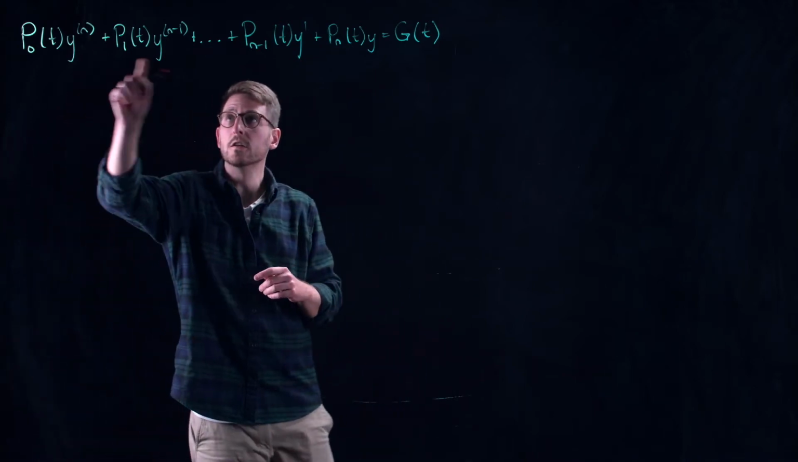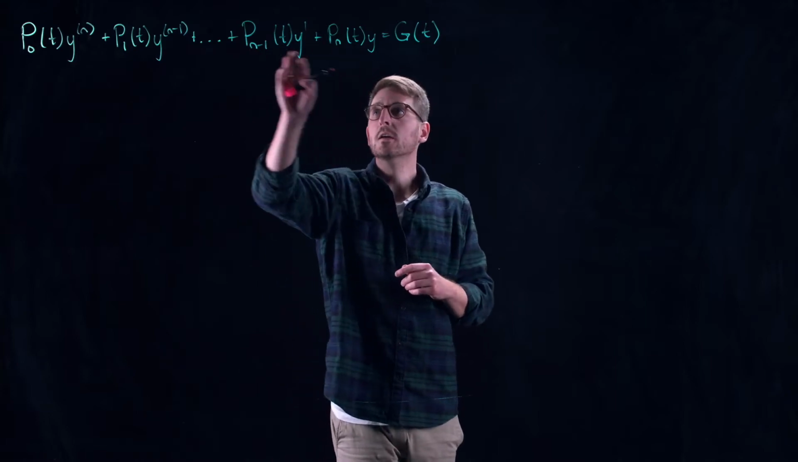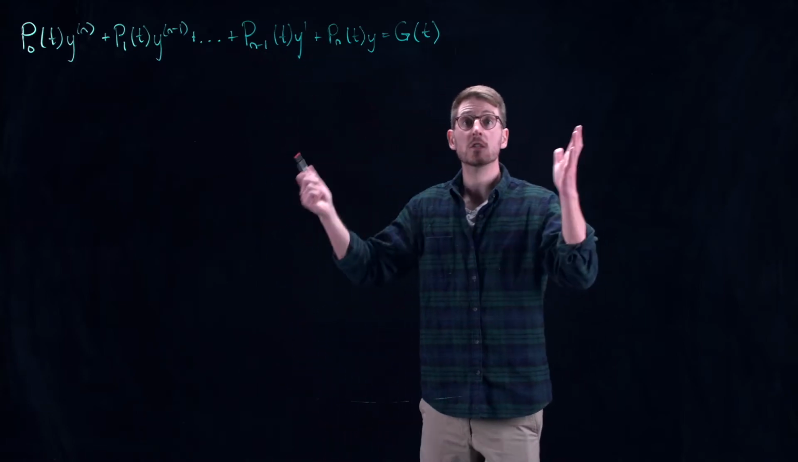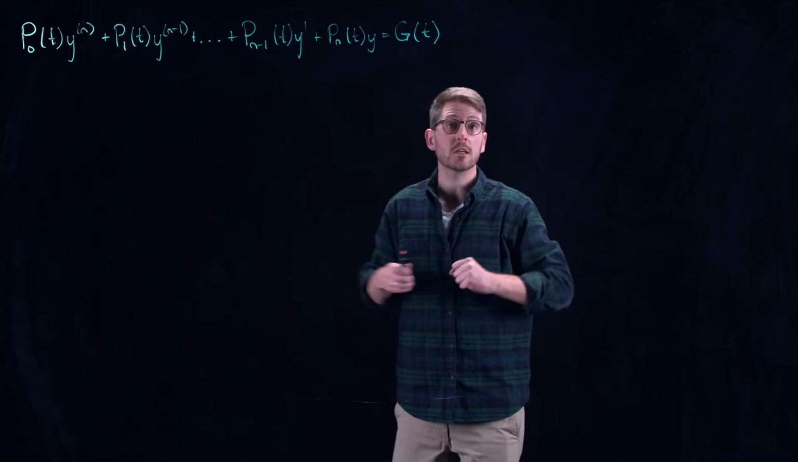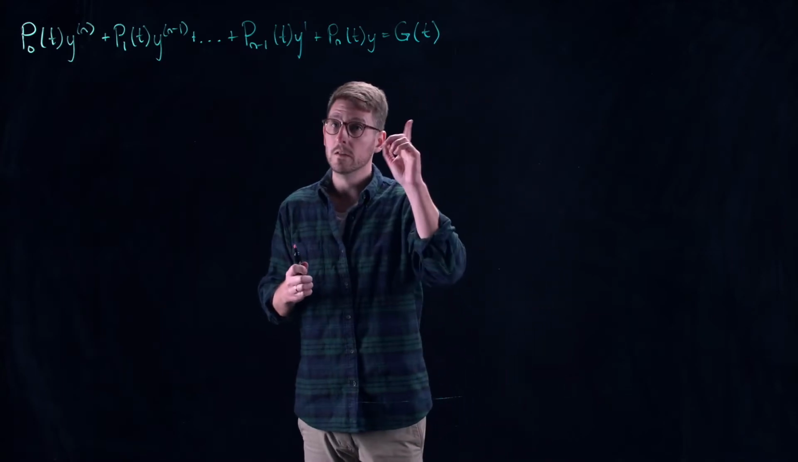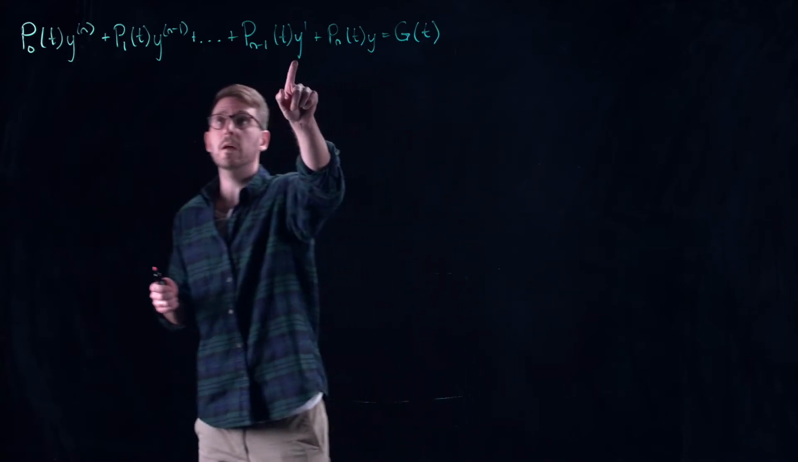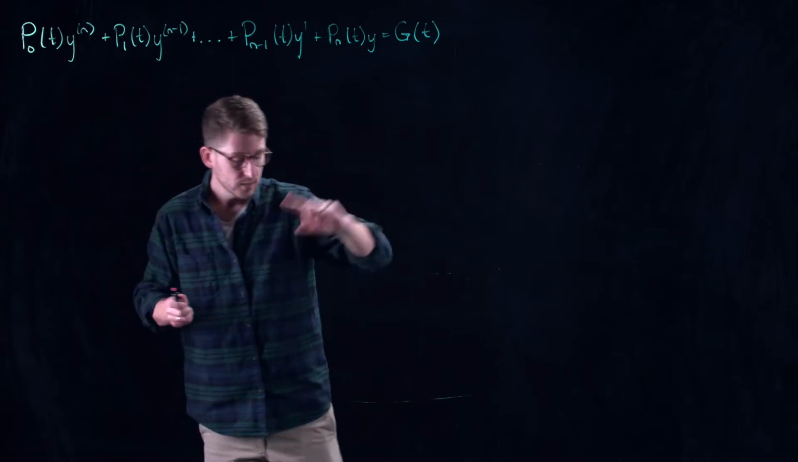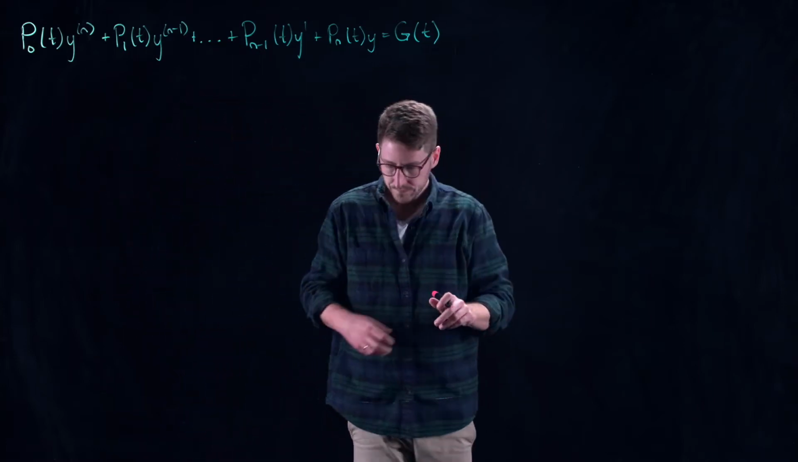This is linear. You can double check for yourself. All of these p functions, the g function, those don't have to be linear functions of t. What the linearity comes from is the dependent variable y being linear in this equation.